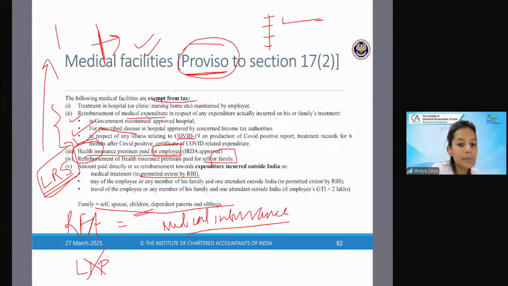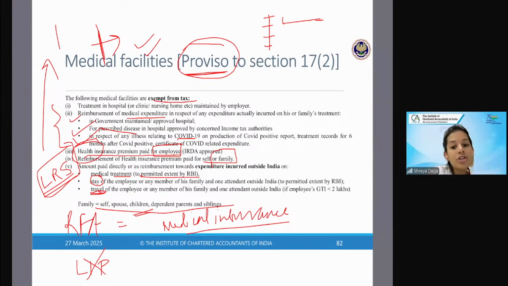Now, this is for treatment. But if a person has to get treated outside, he has to also travel, he has to stay over there, he has to take a personal attendant, a family member along. That person has to travel, that person has to stay over there. So there are lots of ancillary expenditure also to treatment outside India. There is a stay expenditure, there is a travel expenditure. So stay expenditure of the employee or one member of family and attendant to the extent permitted by RBI is also covered here. And travel expense of the employee or member of family and one attendant is also covered over here if the employee's gross total income is less than 2 lakhs.